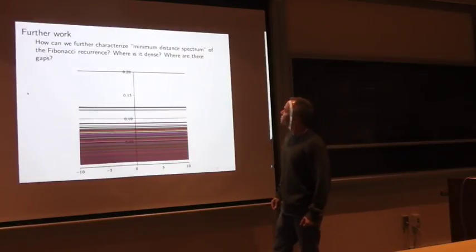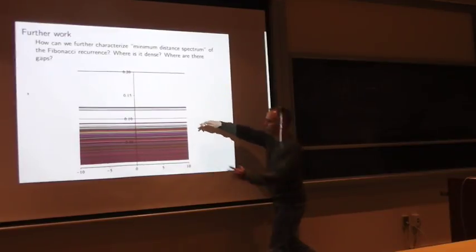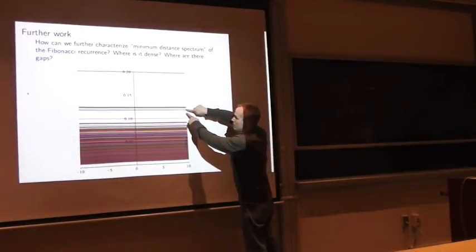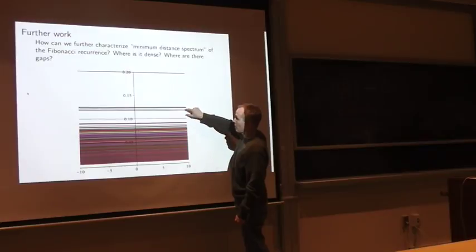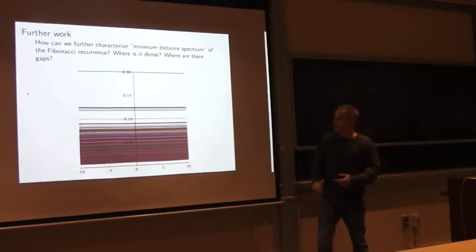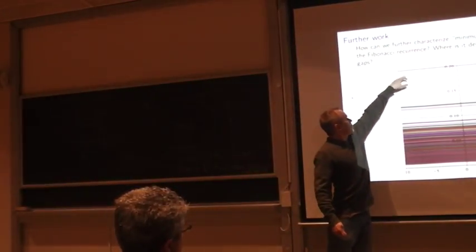I know everything here is below a half, but I don't really know what to say about this. For example, is this dense? Are there finitely many points up here, or is this going to get filled in? Are there going to be infinitely many, or even dense regions? Are these gaps real gaps, or will things fill in here? Is this a real gap? Okay. So we can ask these questions.